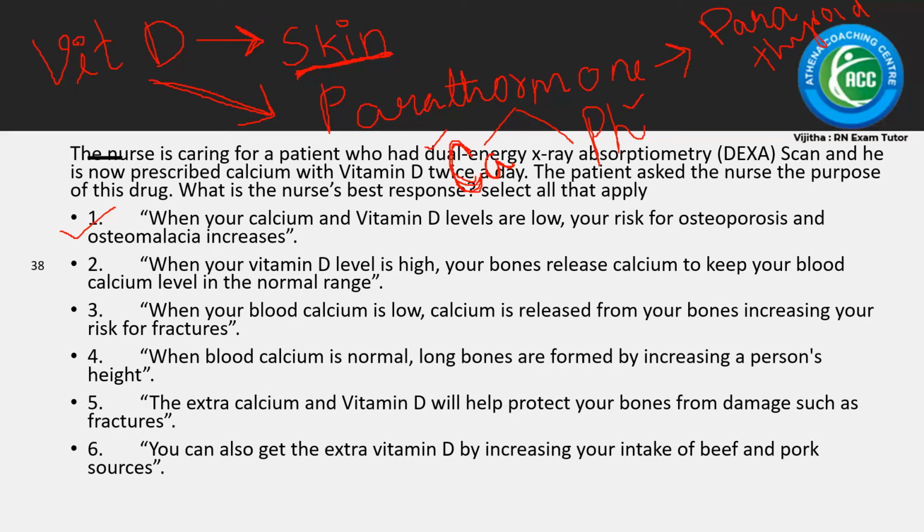And what the second option says: when your vitamin D level is high, your bone releases calcium to keep your blood calcium level in the normal range. Normally, when the vitamin D level is high, vitamin D stimulates the parathormone. Definitely the second thing will happen.